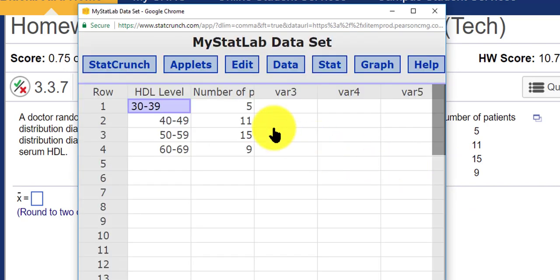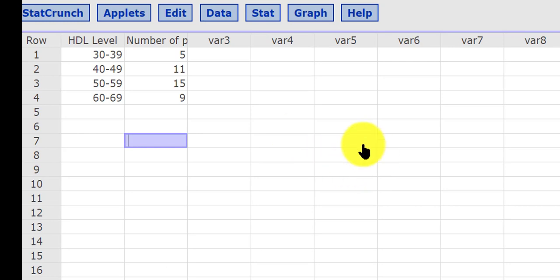And it's loading. Okay, so what I want to do is use a custom calculator to help come up with a mean and standard deviation. There's a quick way to do this. First thing I want to do is come up with the class midpoint. So you're supposed to add the lower limits and then divide by 2. So 30 plus 40 is 70. Divided by 2 is 35. So I'm just going to type in 35 here.